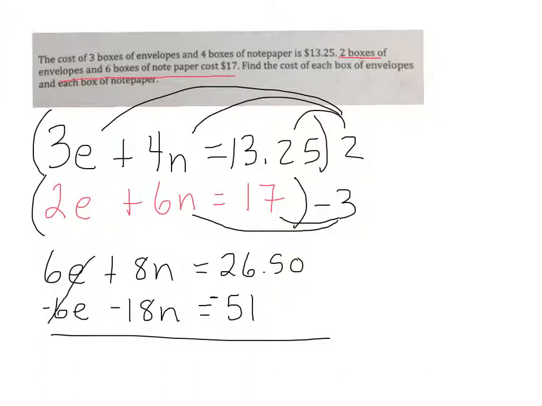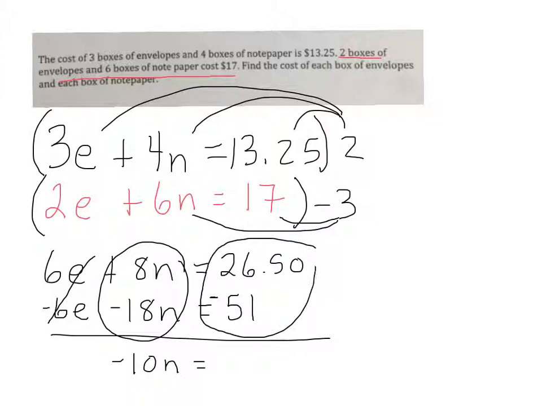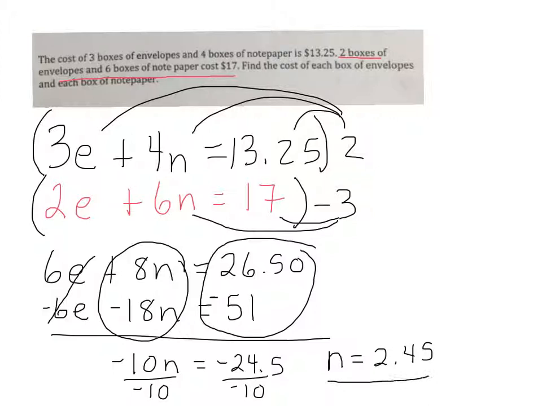6e and negative 6e gives me nothing. 8n and negative 18n gives me negative 10n. And 26.50 and negative 51 gives me negative what? Negative 24.5. And then I'll divide by negative 10 on both sides. And so I've got that the number of boxes is 2.4, or is it the price per box? Find the cost. Yeah, so each box costs $2.45.